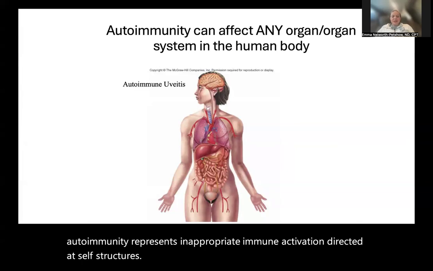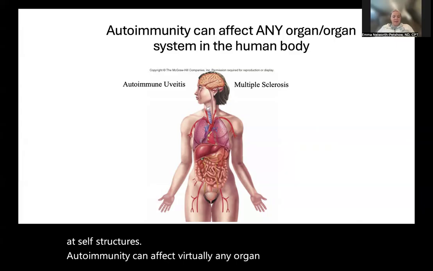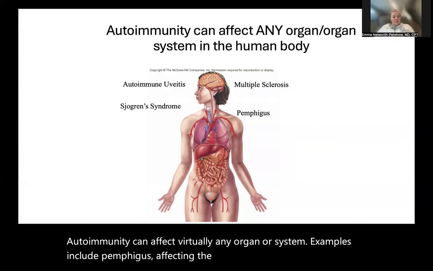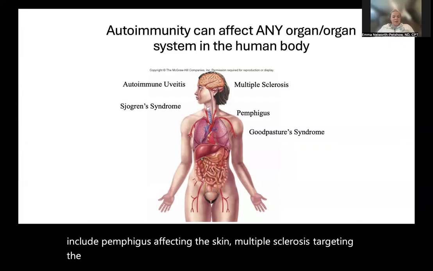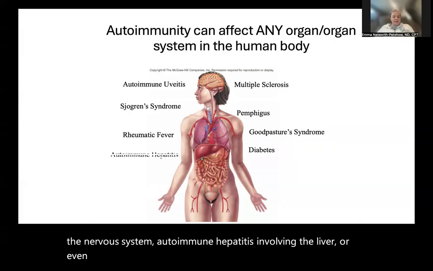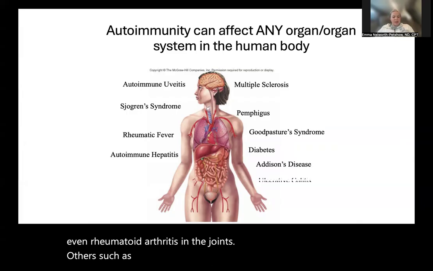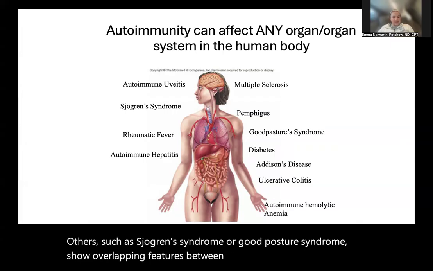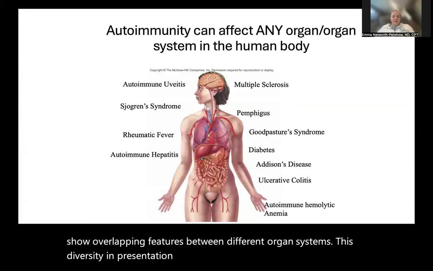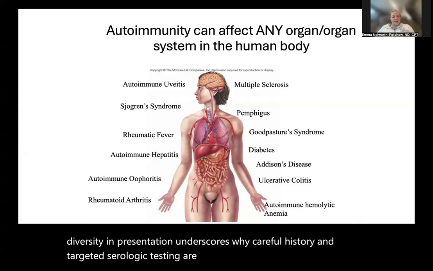Autoimmunity can affect virtually any organ or system. Examples include pemphigus affecting the skin, multiple sclerosis targeting the nervous system, autoimmune hepatitis involving the liver, or even rheumatoid arthritis in the joints. Others, such as Sjogren's syndrome or Goodpasture syndrome, show overlapping features between different organ systems. This diversity in presentation underscores why careful history and targeted serologic testing are critical for an accurate diagnosis.